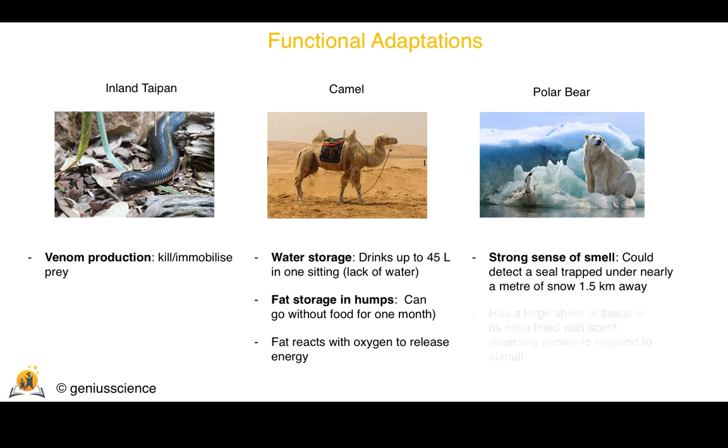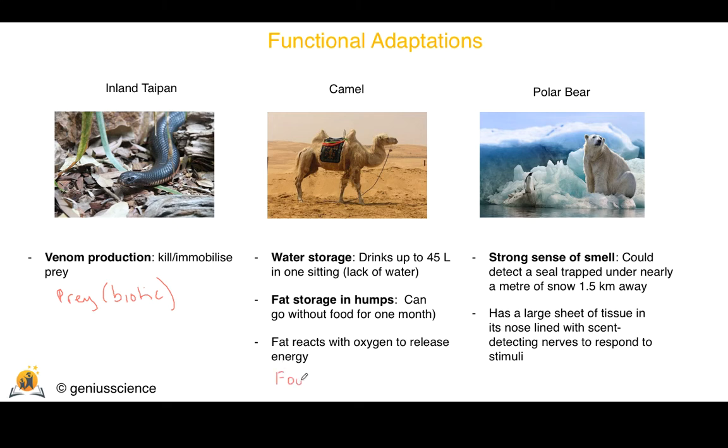To do this, the polar bear actually has a large sheet of tissue in its nose lined with scent-detecting nerves to respond to any stimuli. So what type of environmental factor are these adaptations a response to? Well, venom is used to kill or immobilize prey, which is a food source, so that's a biotic or living factor. As for the camel, these adaptations are in response to food and water.